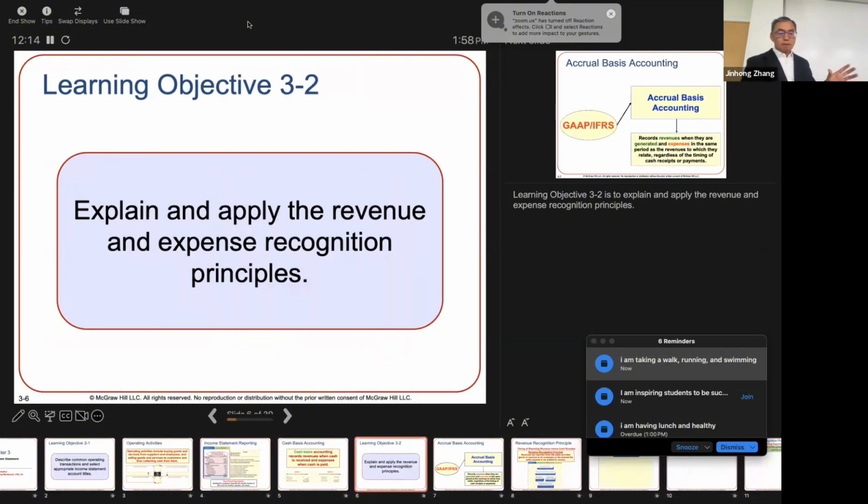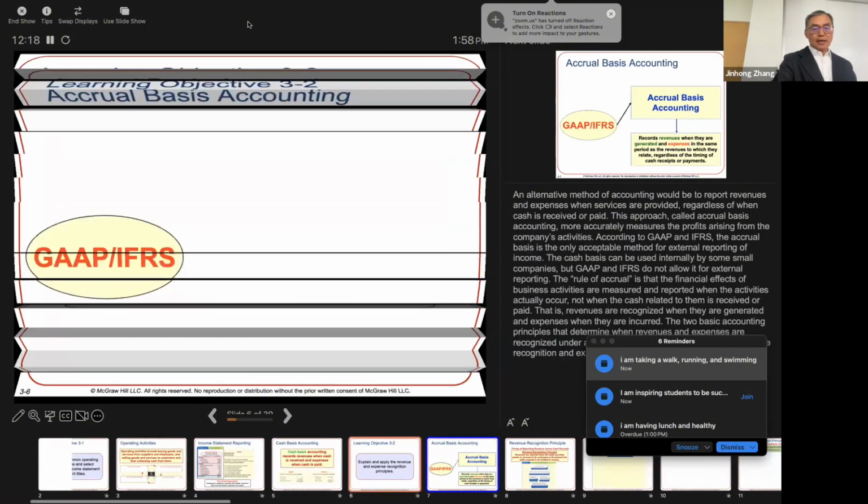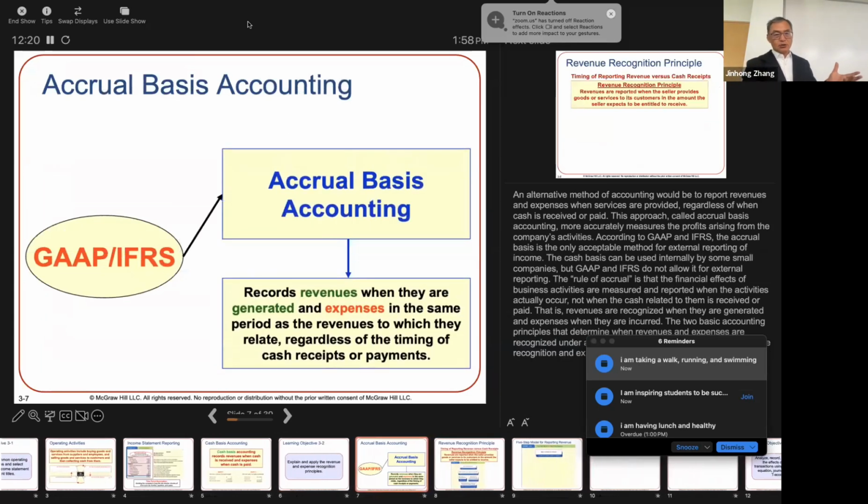Learning objective 2, explain and apply the revenue and expense recognition principles. Okay, so we talked a little bit. This is called GAAP. So GAAP requires accrual basis. Accrual basis basically requires revenue when it is generated and expenses in the same period as the revenue to which they relate, regardless of the timing of cash receipts or payments. So this is called the matching principle. You try to match the revenue and expenses.